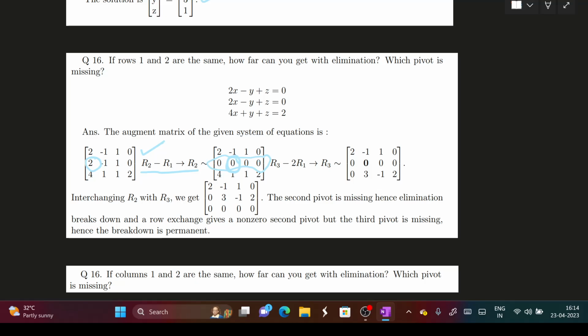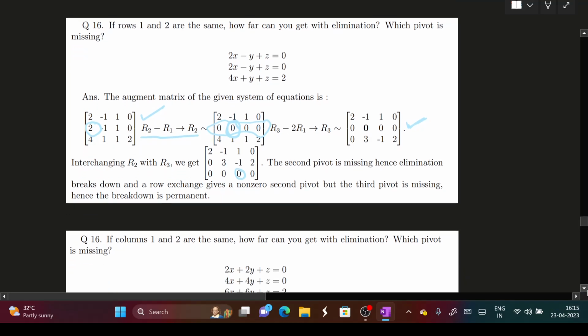In this case, the breakdown was temporary, and now as my third pivot is missing, which cannot be replaced by any non-zero value, here the breakdown is a permanent breakdown. So the second pivot is missing, hence elimination breaks down, and a row interchange gives a non-zero second pivot, but the third pivot is missing, hence the breakdown is permanent.